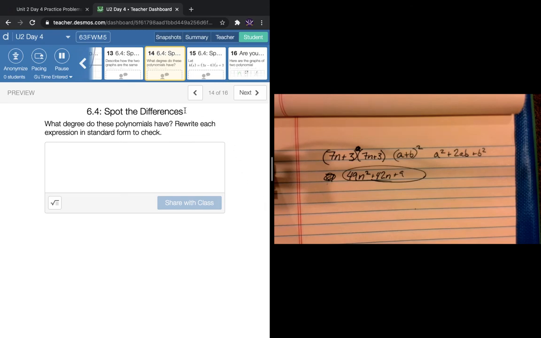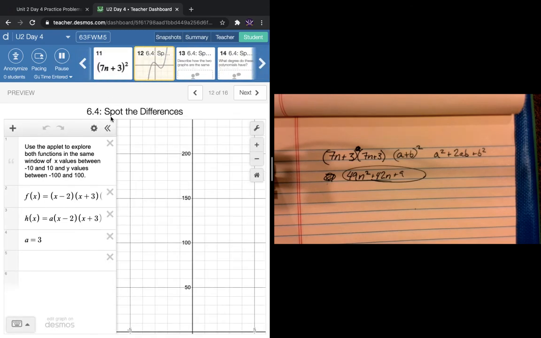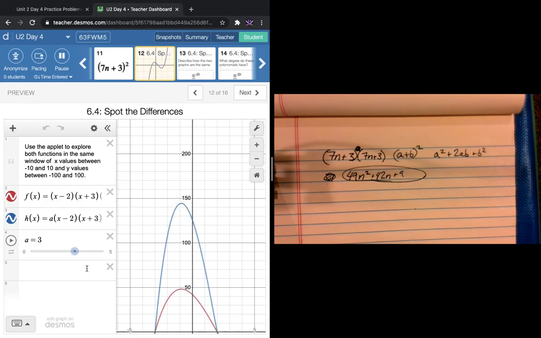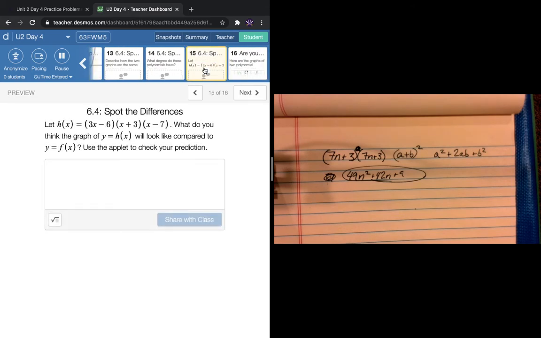What degree do those polynomials have here? What degree is this? There's three binomials. So the degree is 3. So now we have this. I'm sorry, we'll keep going.